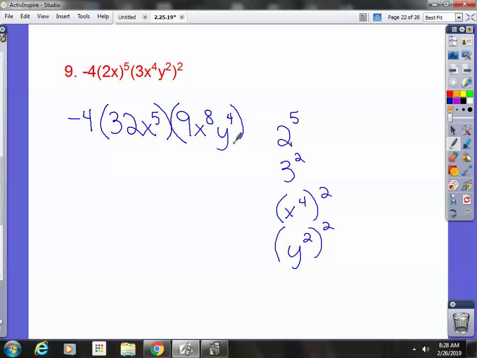Let's start with our coefficients, our big numbers. Big numbers do what big numbers do. They multiply. I don't have a trick for multiplying these guys. What is -4 times 32 times 9? If you do any calculator, you can do. -1,152. I have x to the 5th times x to the 8th, which is x to the 13. 5 plus 8 is 13. And I have y to the 4th, no other y, so I'll just bring that variable down.